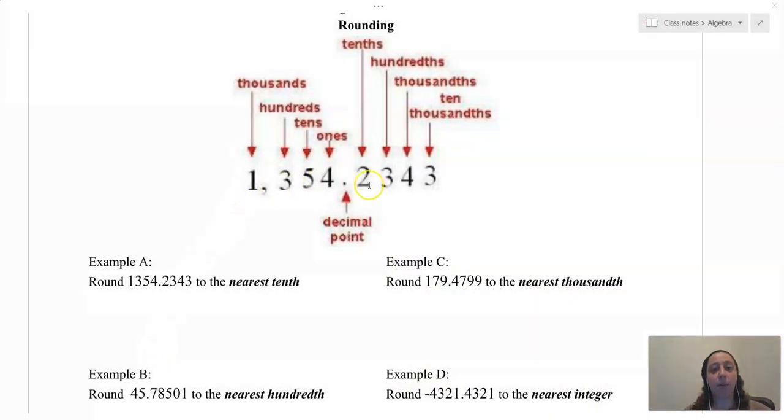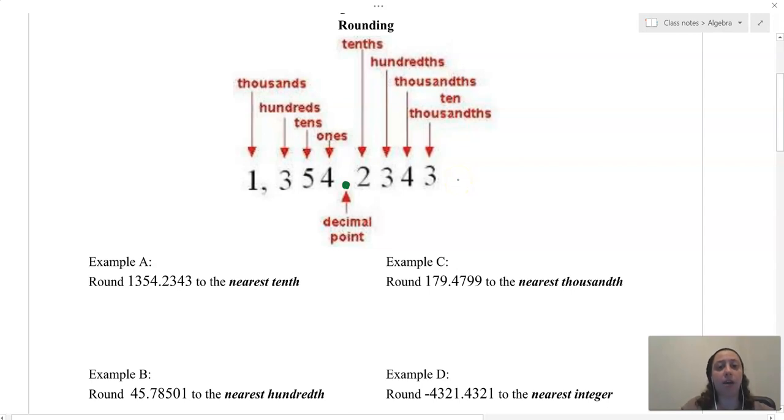So here we have a number with each digit labeled by its position, by its numeric value. The key thing we have to consider is a decimal point. The decimal point is the dot, the period, that separates the whole part from the fractional part.